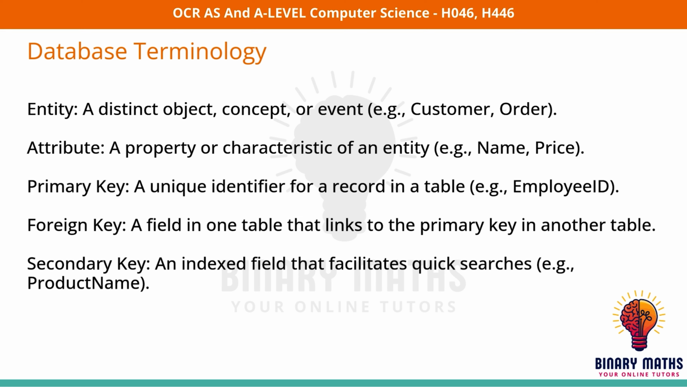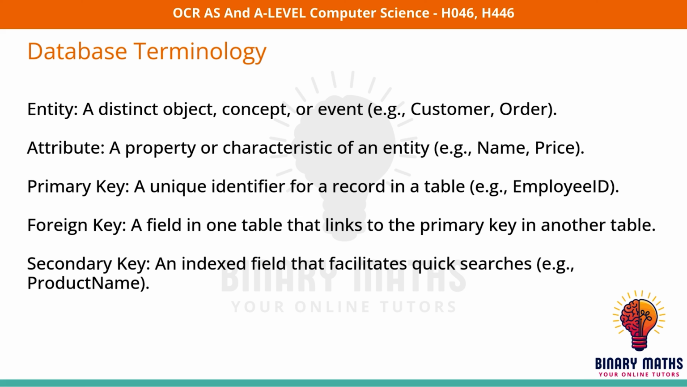Finally, there's the secondary key. This is an indexed field which allows for quick searches. For example, in a products table, you might use the product name as a secondary key to quickly find all products with the specific name.